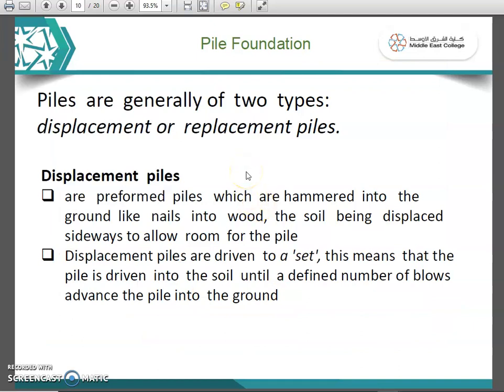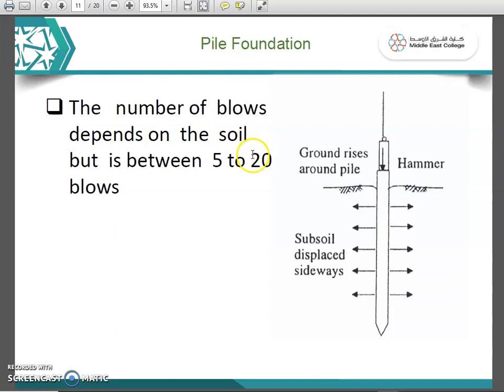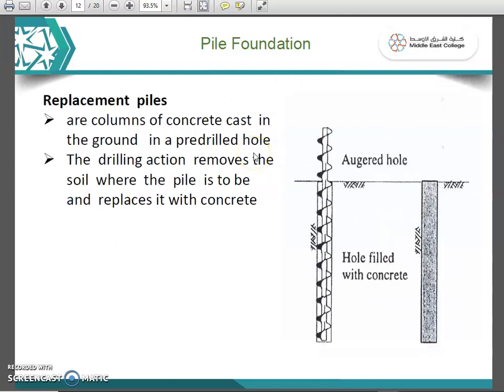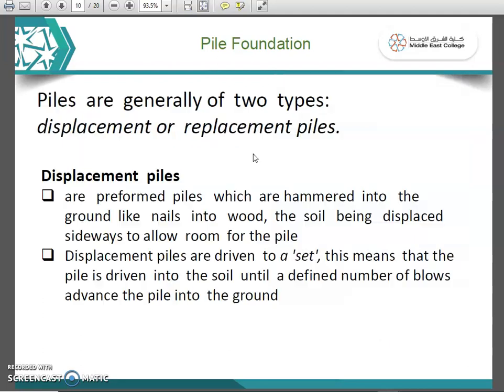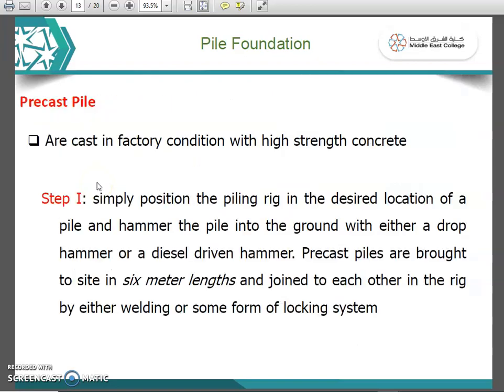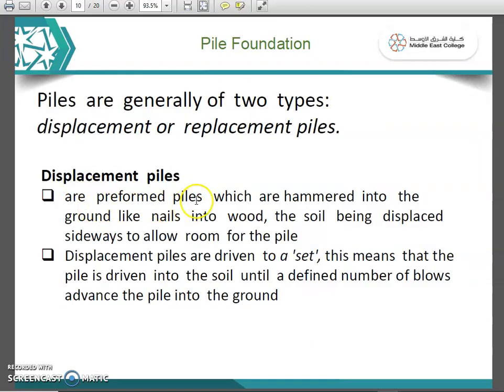Again, other than these two types of piles, we have two other types of piles which are known as displacement piles and replacement piles. You can see here displacement. Displacement, the name itself says, displacement piles are preformed piles, which is like casting.